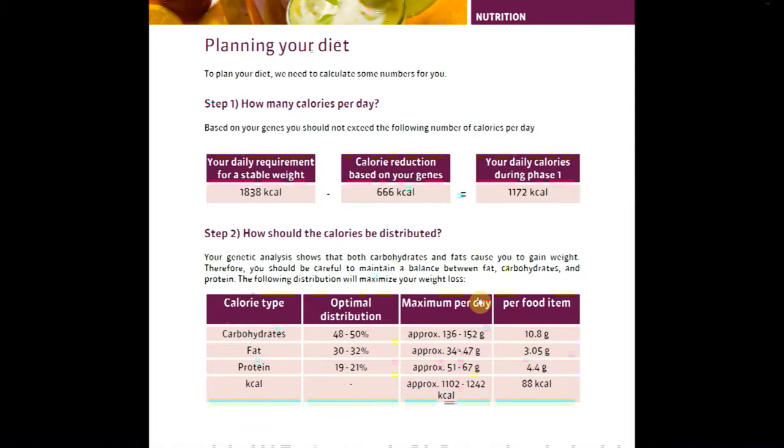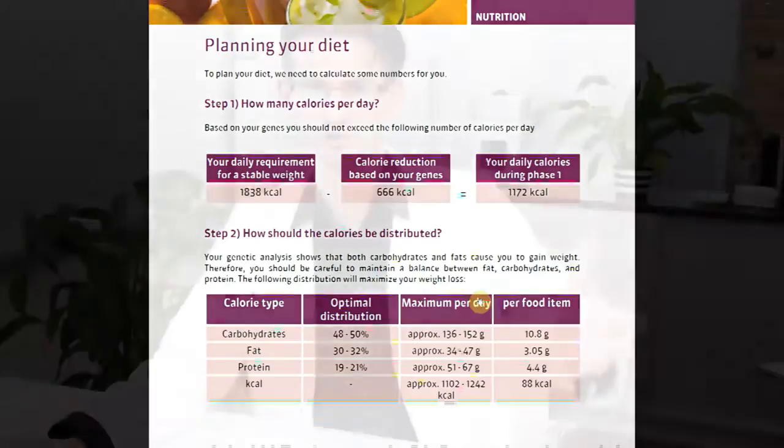Now we know how many calories this person is allowed to eat. Then we know, and this is down here, how many of the calories should be from carbohydrates, 48 to 50%, from fat, 30 to 32%, and so on. This can be calculated that this person is allowed to eat 136 to 152 grams of carbohydrates per day. Again, if you want to do the calculations yourself, you can do that. Most products have the amount of grams of carbohydrates on the packaging. But again, you don't need to do this. The program does this all by itself.